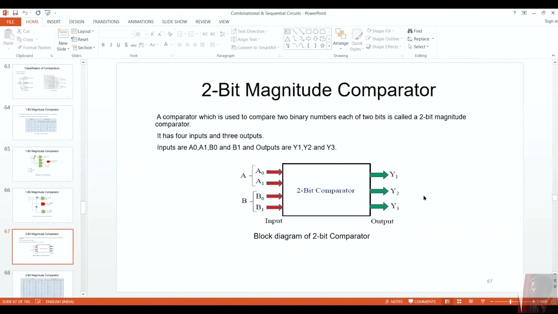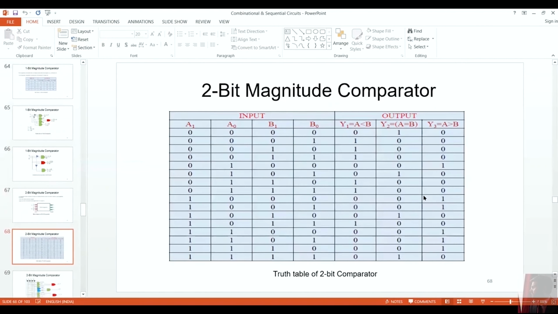When I'm talking about a 2-bit magnitude comparator, that means I will take two sets. Your inputs are now divided into A0 and A1, which is A actually, and B0 and B1, which is B only, and three outputs would be there. So in short, we are taking 4 inputs only: A0, A1 and B0, B1.